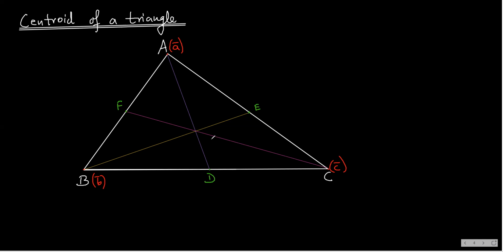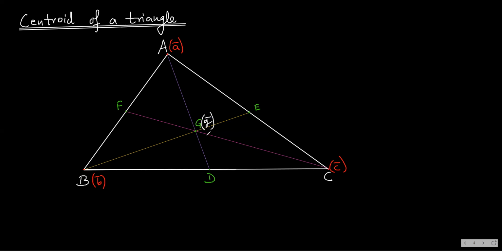Now these three medians of a triangle are concurrent, that is, they will intersect at one point. These three segments will intersect at one point, and this point is given by G. So point G is the centroid of the triangle. What is the centroid of a triangle? The centroid of a triangle is the point of intersection of the medians of the triangle. Okay. And the position vector of point G is G bar.